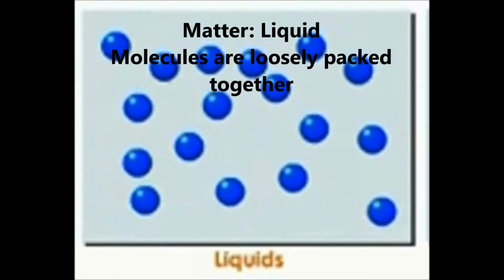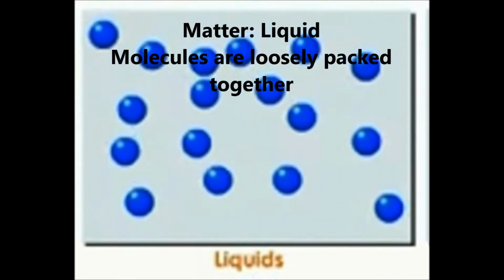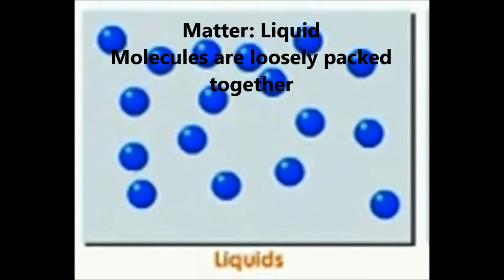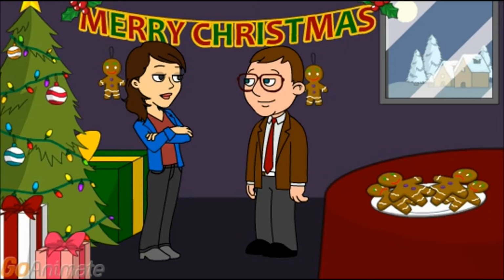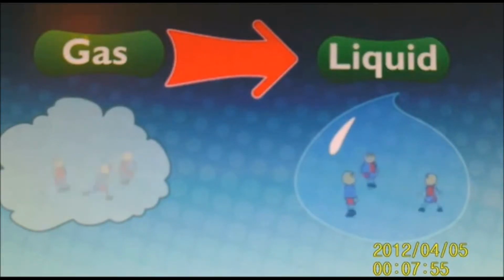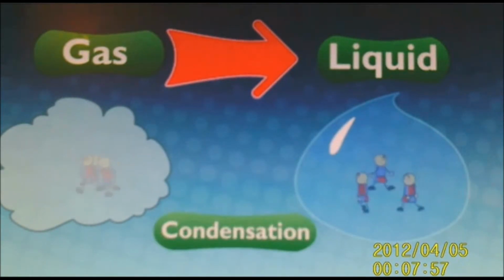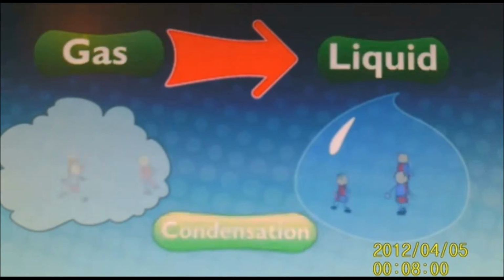Now, if you cool those molecules down enough by taking heat away, they will slow down and those molecules will move close enough to form into a liquid, which is the second state of matter. But how close do the molecules have to get to turn into a liquid? Well, they don't get too close together. They still have room to move. That's why a liquid can change its shape. Okay, so when the molecules get cool enough and close enough, they turn from a gas to a liquid. Yep, that's right. And when a gas turns into a liquid, it is called condensation.